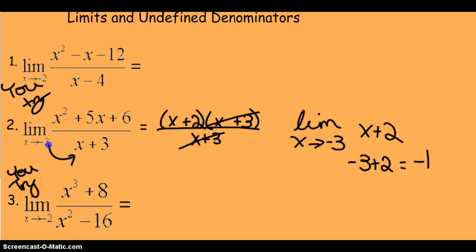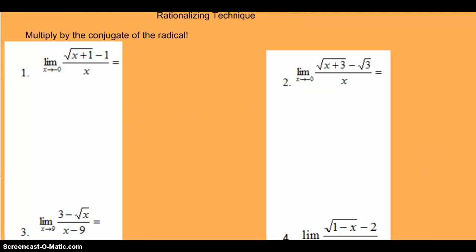And you're going to definitely try number 1. The last type we're going to try here is the rationalizing technique. You can see in number 1, as I look at that one, plugging in that 0 is just not going to be good. So we're going to use the conjugate.